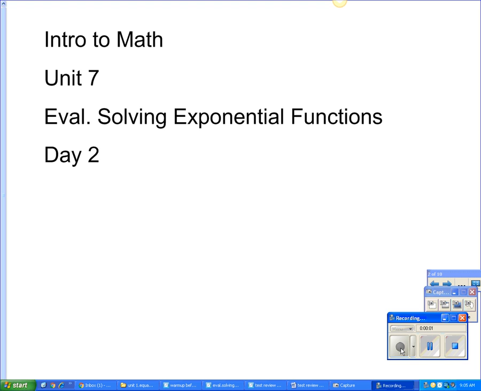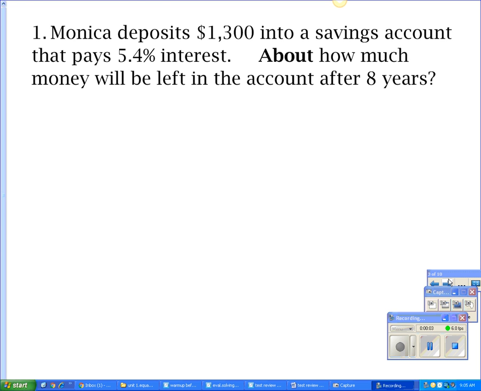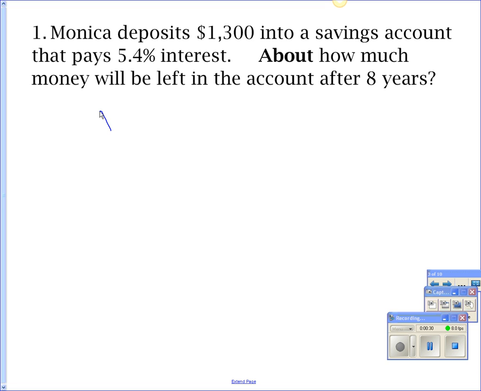And day 2 of evaluating and solving exponential functions. So number 1, Monica, why don't you read it for us? Very good. So for this one, Zari, what do we have to do first? Write a what? We got to write a y equals rule, okay?